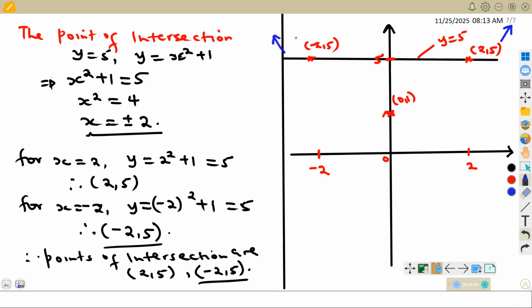So we shall now sketch. Our curve should pass through this point here. It must also go through this point here. This is a minimum point, so it should turn from this given point, and it should also move through this given point, and it moves in that direction. So this is our curve y equaling x squared plus 1.